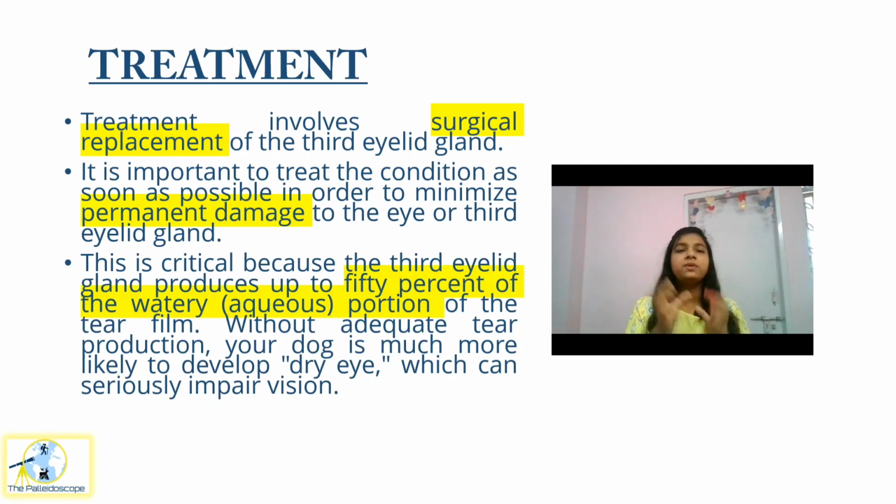What is happening is we are doing surgical replacement for this. Apart from that, no drug is going to affect properly to cure this. And then why is it important? Because it will otherwise cause permanent damage to the eye or the third eyelid gland. Why is that gland important? That is important because 50% of the watery aqueous portion of the tear film is produced by that gland. So if it is not being produced, then it will ultimately cause dry eye.